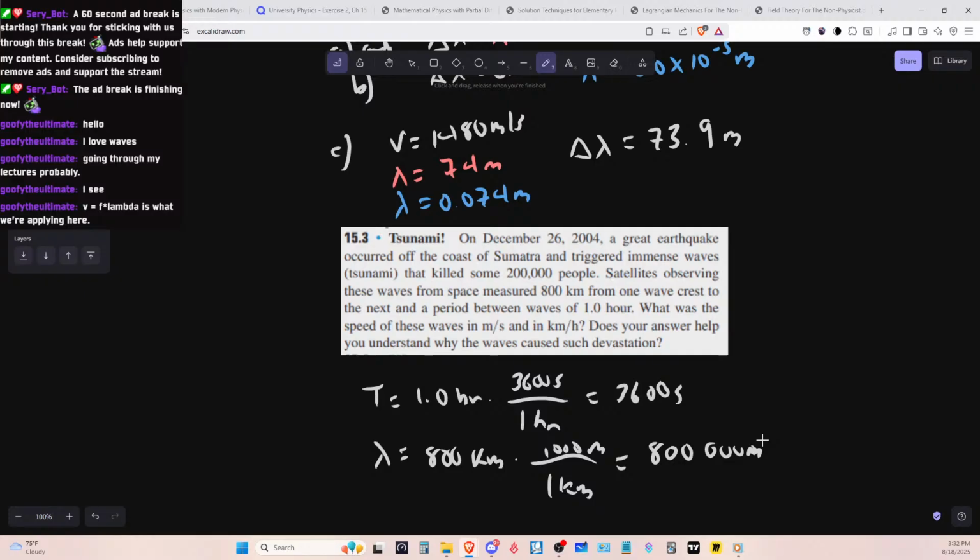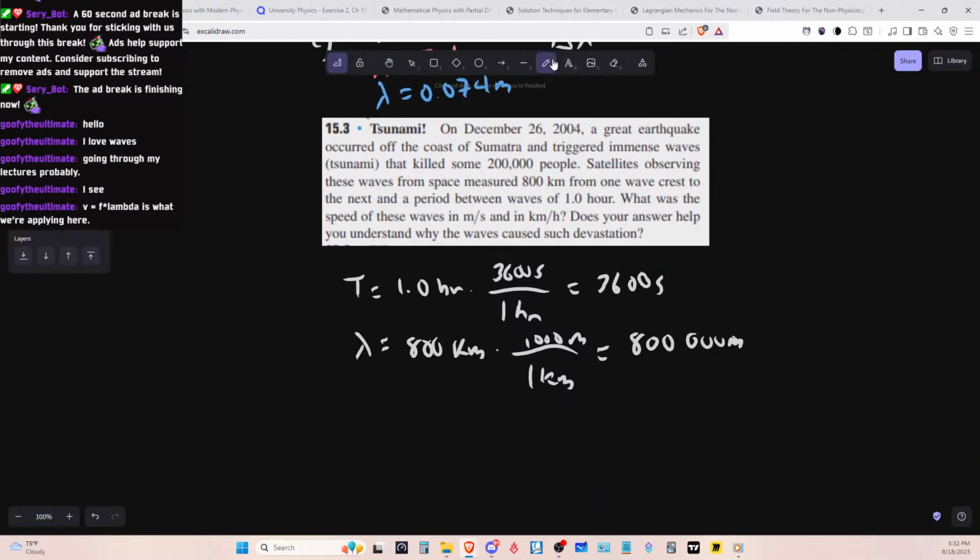Does your answer help you understand how devastating waves are? I think it will. The equation we have here is speed equals wavelength times frequency. Now we don't have the frequency, but we know that the period is 1 over the frequency. So the frequency is 1 over the period, and we can replace this.